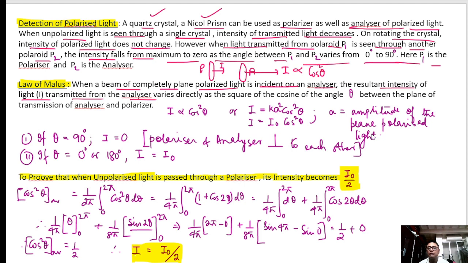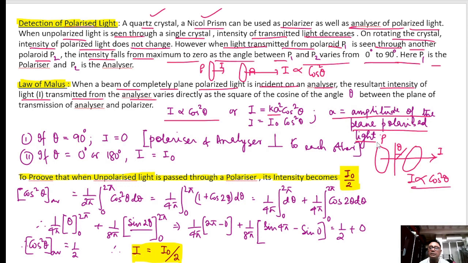Suppose the polarizer is like this and the analyzer is like this. What is the angle between the polarizer and the analyzer? It is theta. So the intensity of the light which will come out will be proportional to the square of the cos of the angle between the polarizer and the analyzer. This is Malus law. To remove the proportionality, we take a constant, A square. A is the amplitude of the plane polarized light, and that is I0, the intensity of the original light.